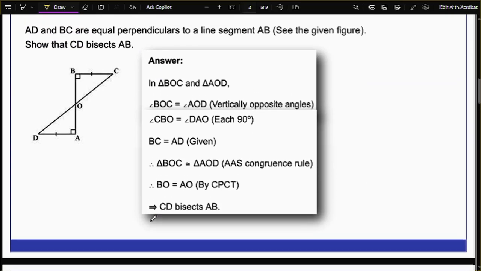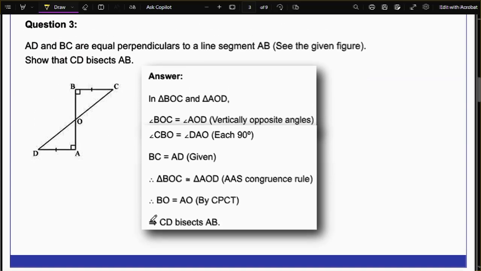Now question number 3 says that AD and BC are equal and perpendicular to line segment AB. This AD is perpendicular to AB and BC is also perpendicular to AB, so angle B and angle A are 90 degrees. We have to show that CD bisects AB. That means we have to show that BO equals AO.